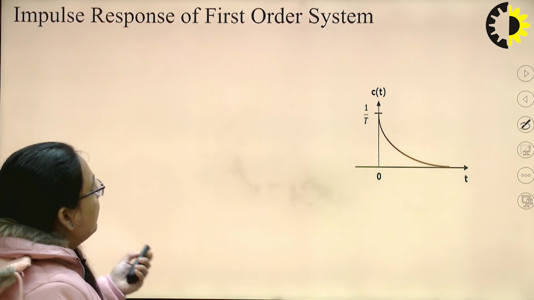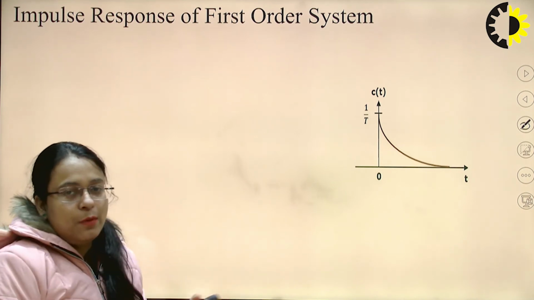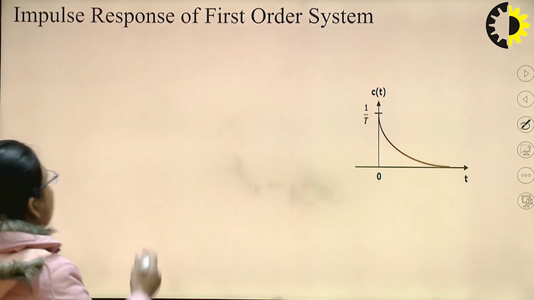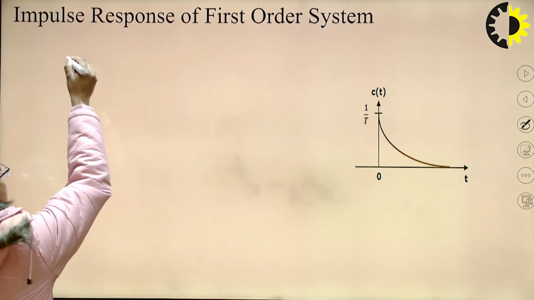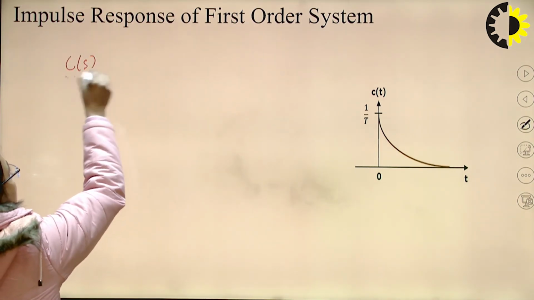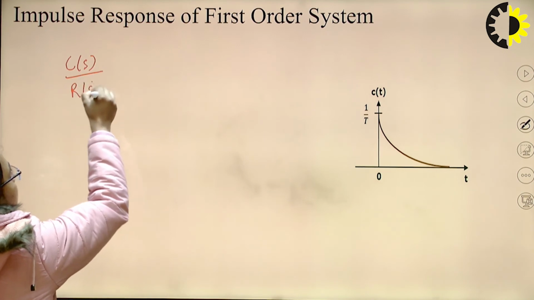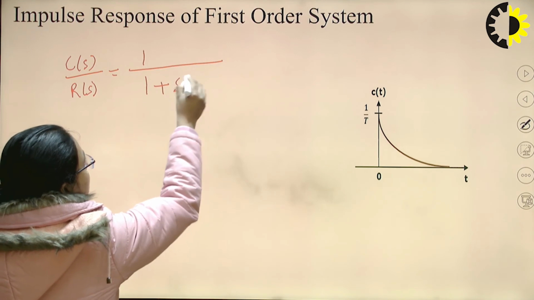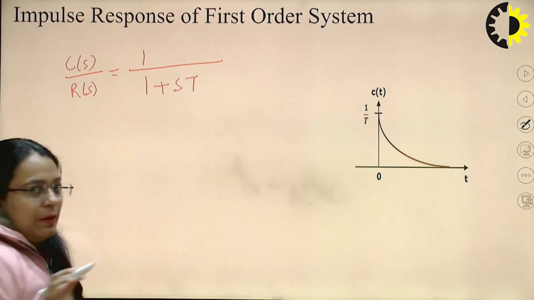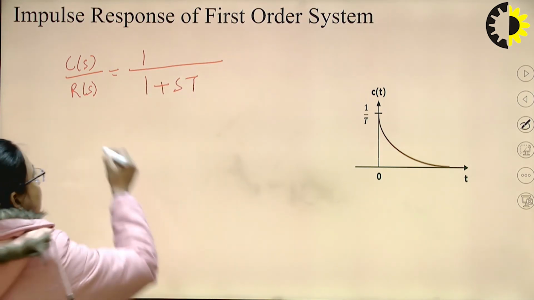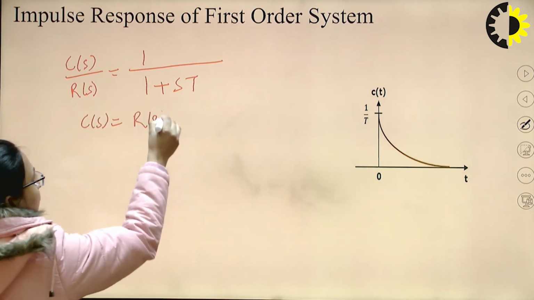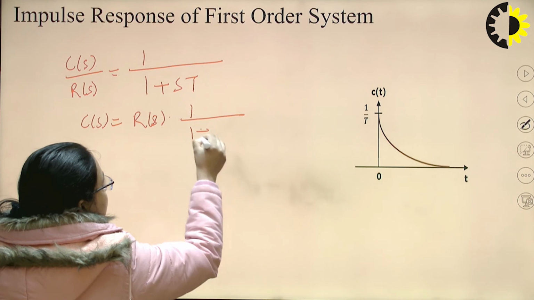Now coming to the impulse response of the first order system. First of all, let me write down the transfer function of the first order system that we have discussed in the previous slide also. So it is 1 upon 1 plus sT, right? Now C(s) will be R(s) into 1 upon 1 plus sT.